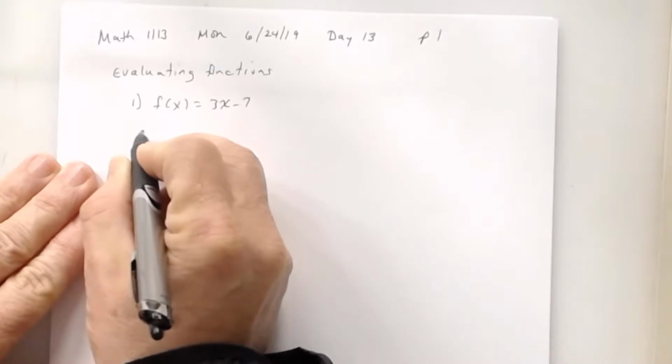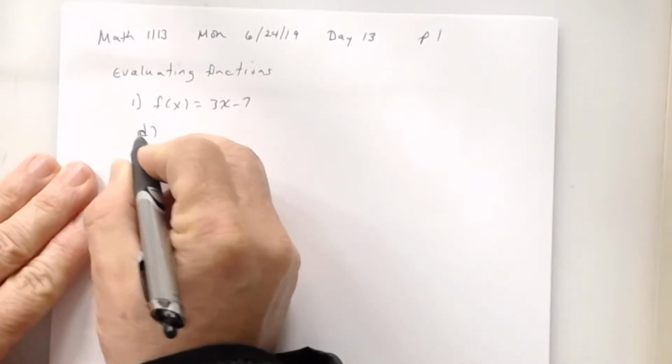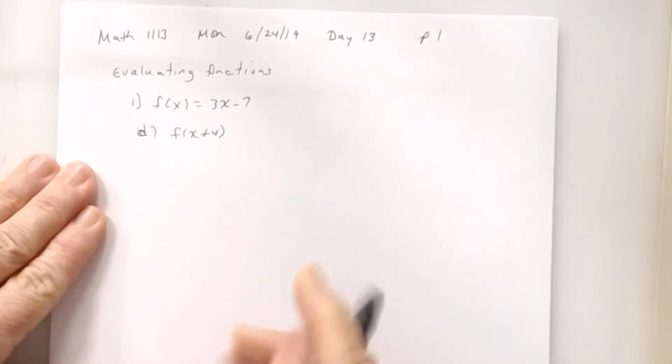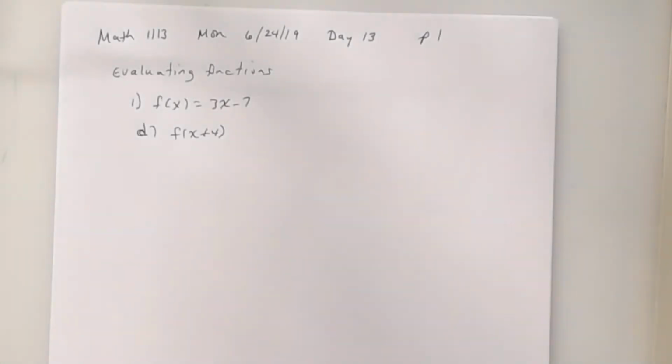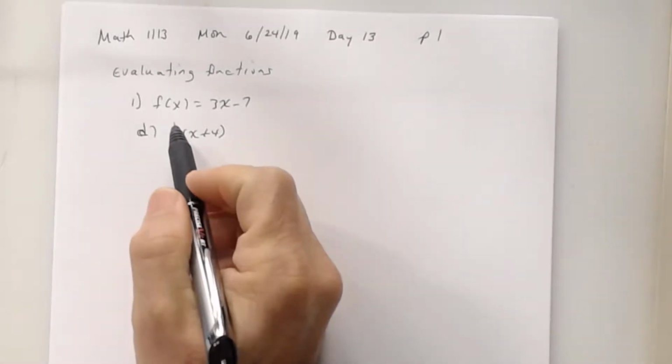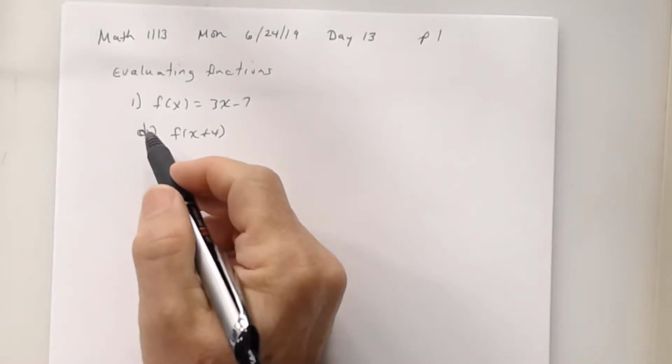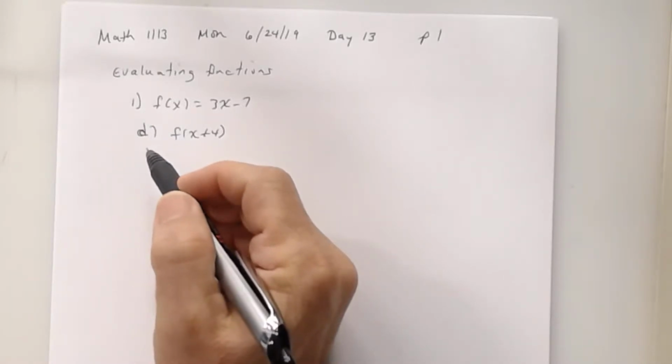And part C, we already did C. Part D, you want to find f of x plus 4. All right, so f of x plus 4. Okay, so remember we're dealing with function notation, but f of x stands for what letter that we dealt with previously? Y. All right, so you want to find f of x. And remember that is read f of x, not f times x. The "of" here does not mean to multiply.